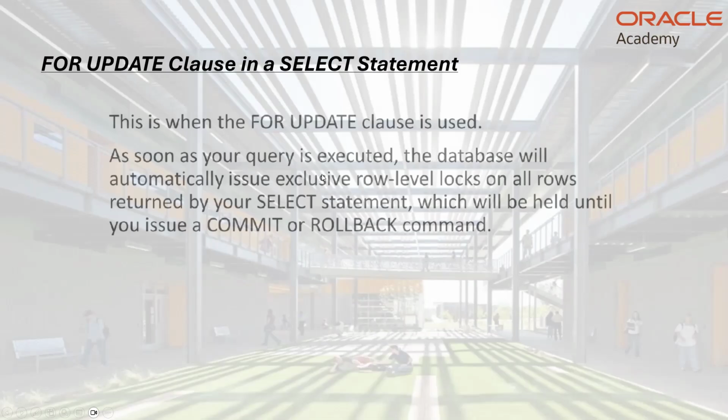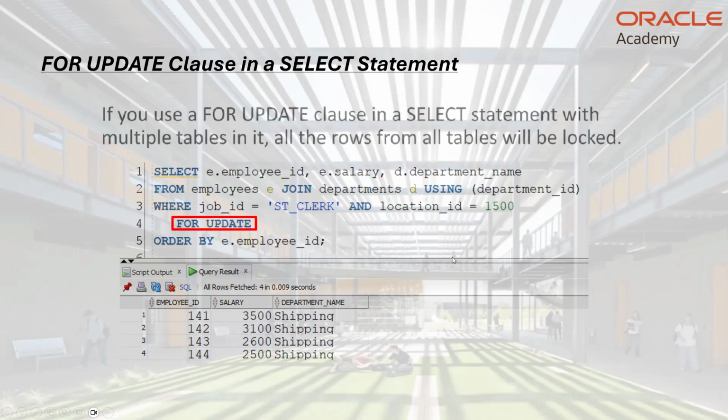As soon as your query is executed, the database will automatically issue exclusive row level locks on all rows returned by your select statement, which will be held until you issue a commit or rollback command. This just ensures that nothing's changing while you're running a select statement. You simply add the for update clause. We're just selecting these columns and using a join, and simply putting for update after your where. And then remember, order by is always last.